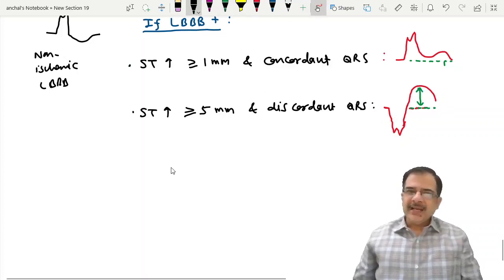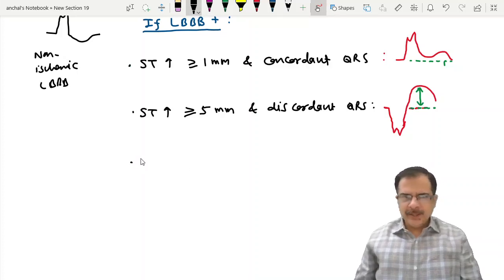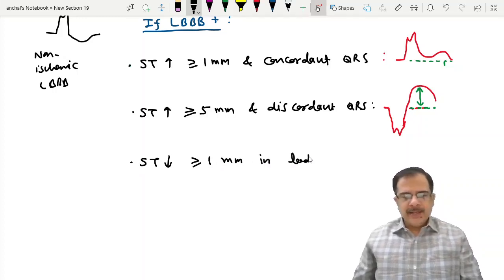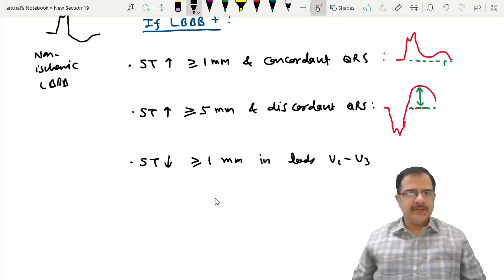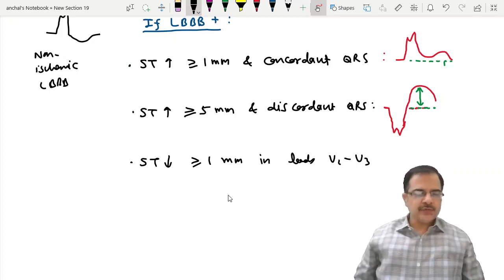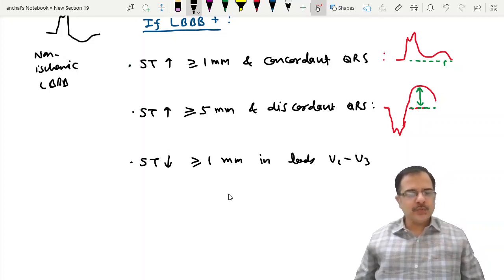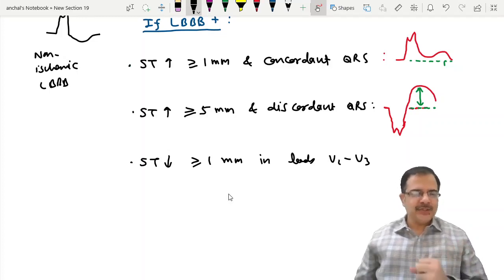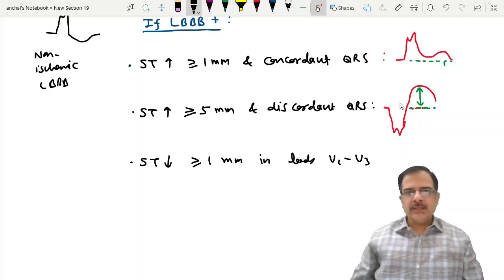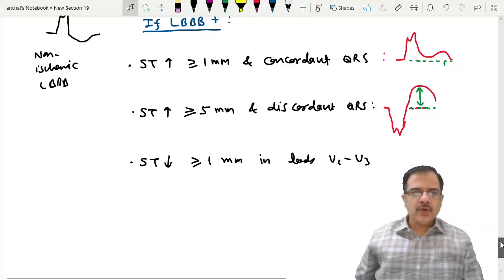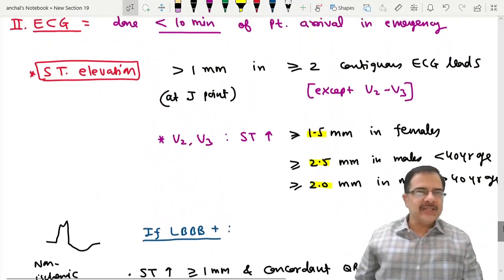While ST segment depression will, of course, be a non-ST elevation MI: ST depression of more than 1 mm in leads V1 to V3. So V1 to V3, ST segment depression in these particular leads. So these are the important criteria for a case of left bundle branch block with ST elevation or ST changes. These are the criteria for myocardial infarction in terms of ST elevation.